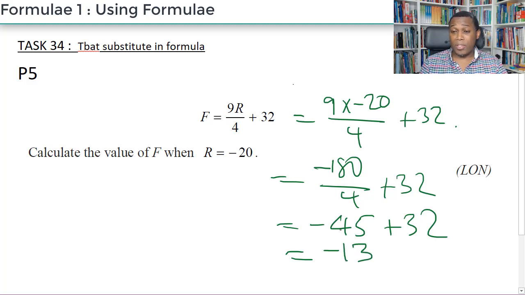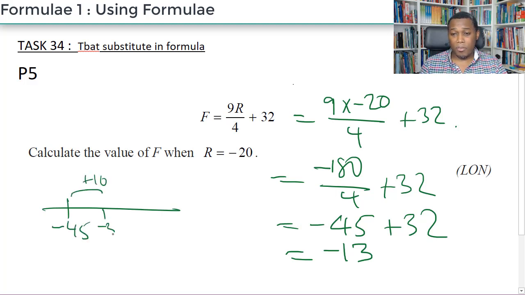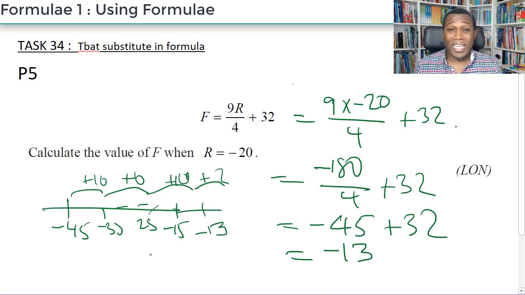Minus 13. If I start at minus 45, I go up 10, minus 35, I go up another 10, minus 25, I go up another 10, minus 15, that's 30, and then I add on 2, I get to minus 13. So you see how I'm breaking it down into pieces?